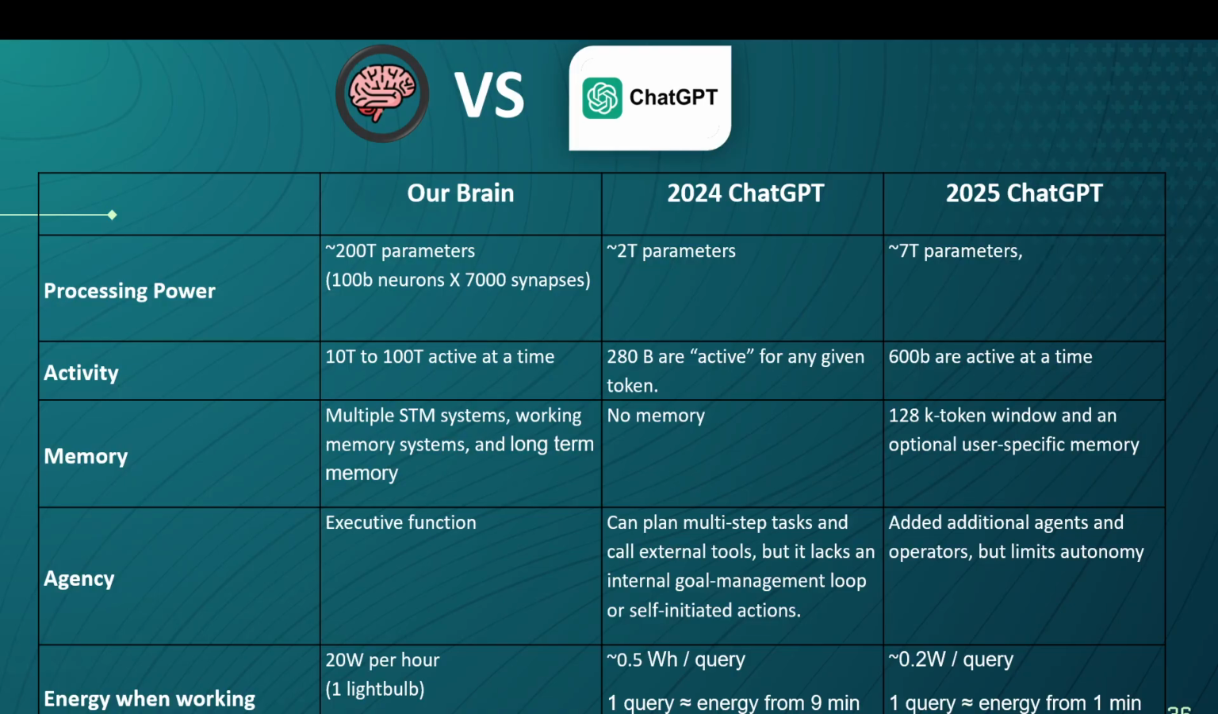I said you use about the energy for one light bulb. And so if we compare it to the human performance, the older version of ChatGPT, basically a single query would take up about 9 minutes of your normal brain activity. So you ask it a question and it uses about the same energy as 9 minutes of thinking for you. The newer ChatGPT models actually have become more efficient. So if you ask it that one query, it's only going to use up the same amount of energy you use in 1 minute. They're getting more efficient.